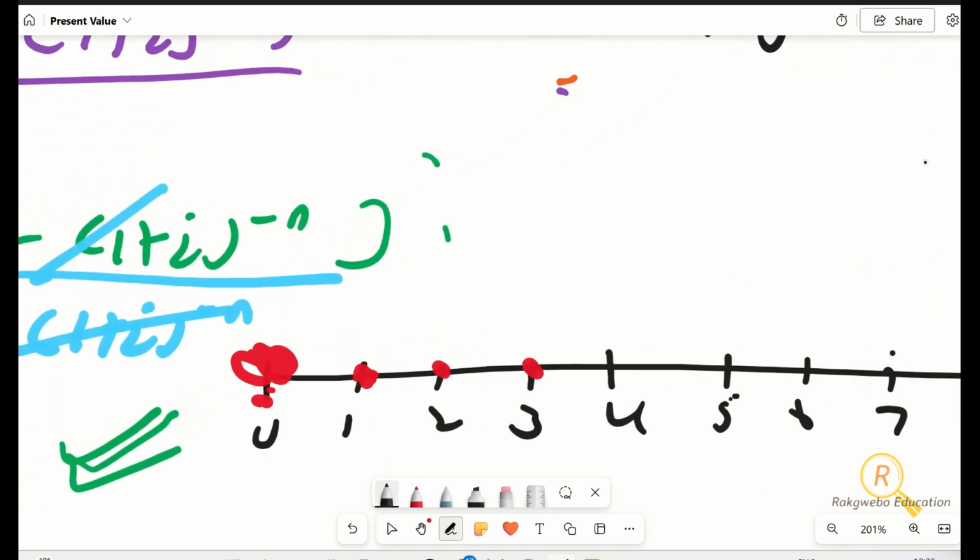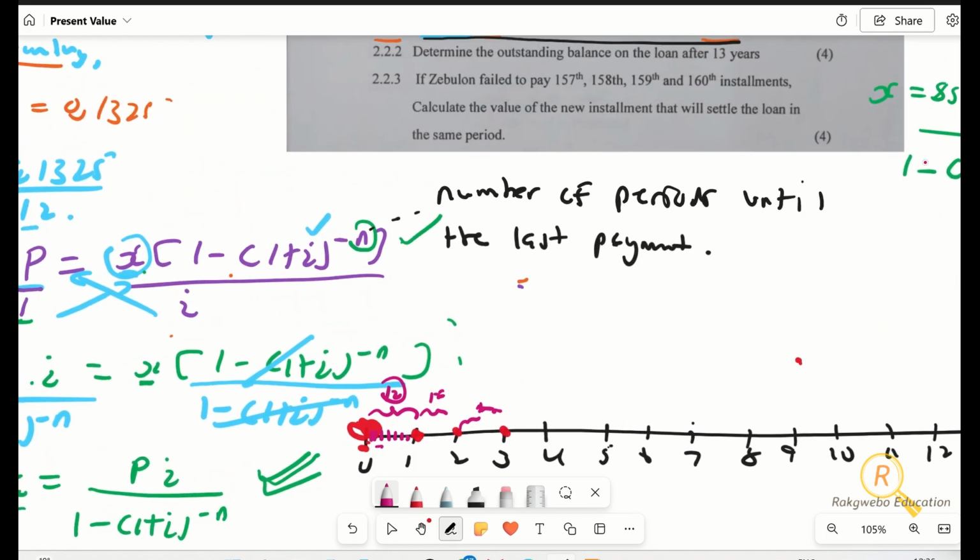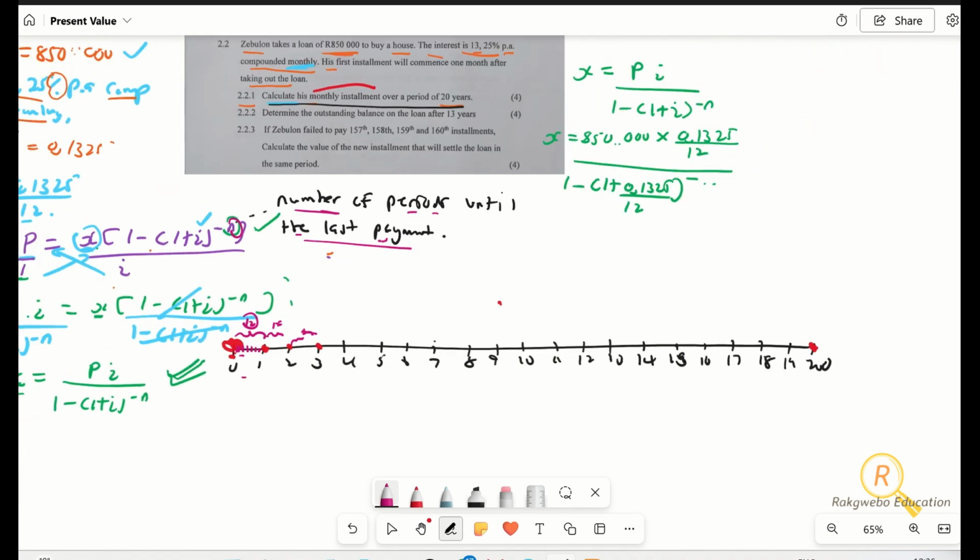So in year one, in this period rather, there's 12 months, January, February, March, and so on. So there's 12 monthly periods here. There's also 12 monthly periods there, 12 monthly periods there, and so on. So the N here, as I said, represents the number of periods until the last payment. For this specific question, the context of period refers to a month. So the number of periods in the first year is 12, 12, 12, 12 until the 20th year. So it's going to be 12 times 20, which is 240.